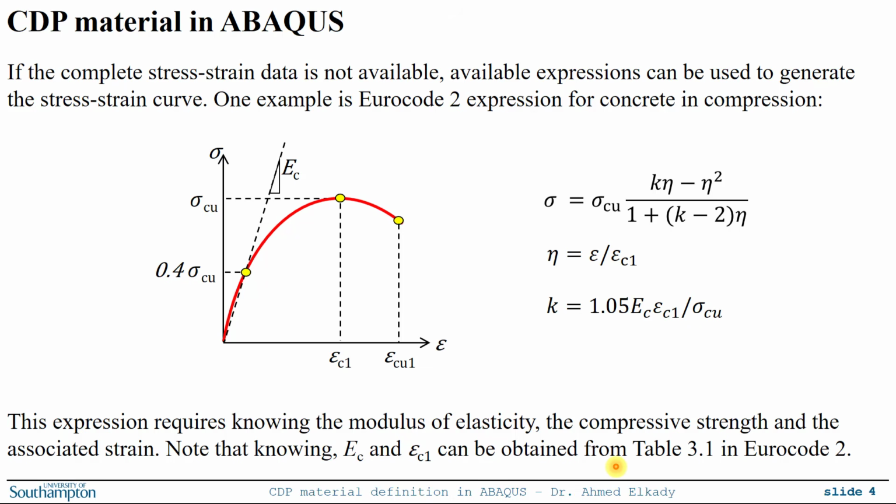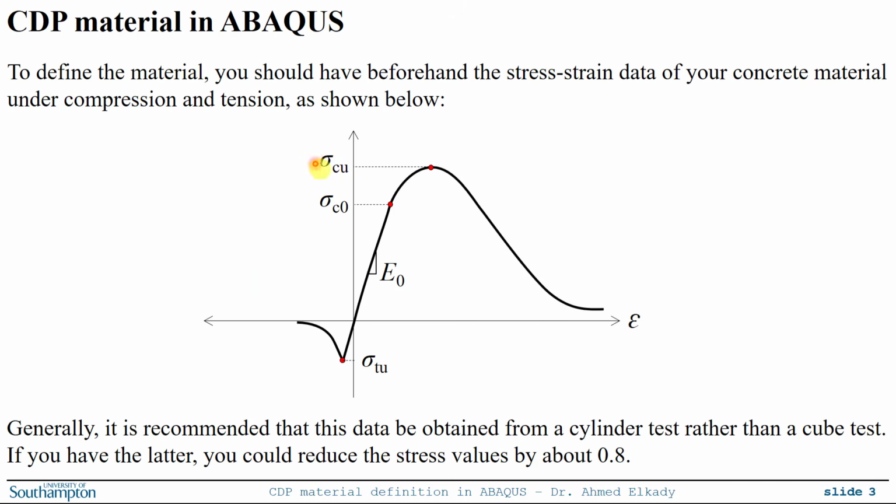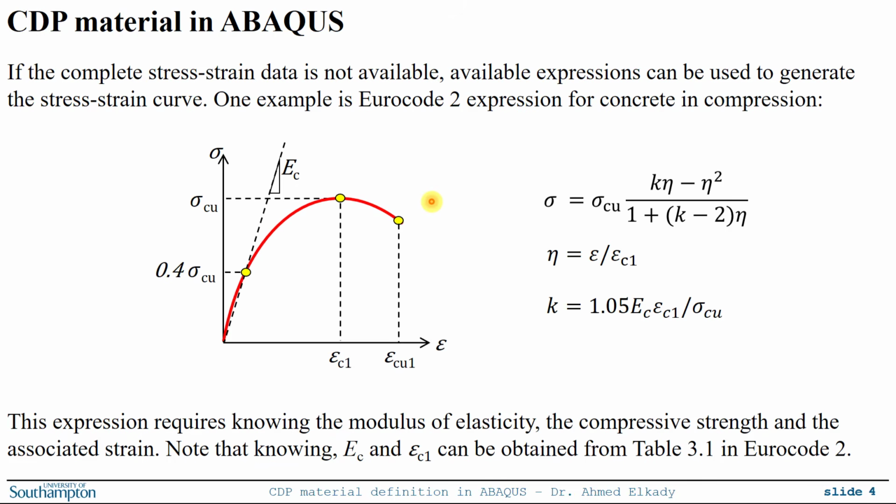All right, so what will happen if you don't have this kind of data? If you only have, let's say, the crushing strength, like you know the grade of the concrete, and perhaps you know the elastic modulus or something like that, how can you define this data? There are a lot of expressions available in the literature, so you can use those. If the complete stress strain data is not available, you can use these expressions to generate the stress strain curve. One example is Eurocode 2.